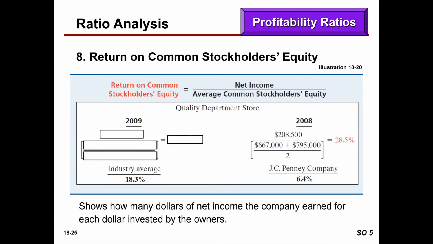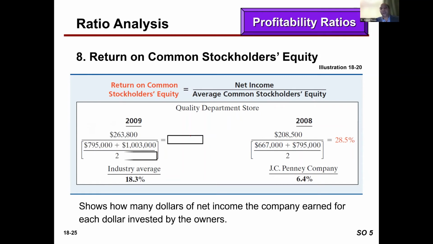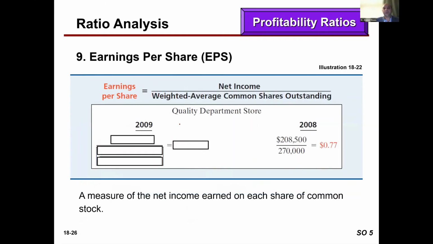Return on common stockholders' equity. This is the capital that you contributed. So how many dollars of net income are earned for each dollar invested by the owner? It shows how your investment shares in the generation of net income. For example, it is 29%. If it is more than last year, that means you're doing well also.